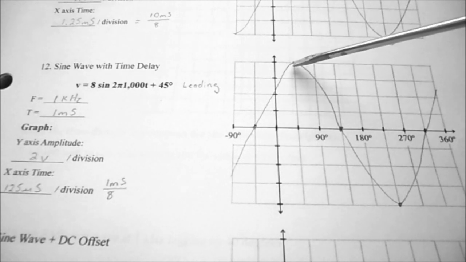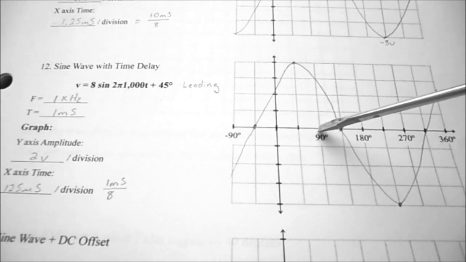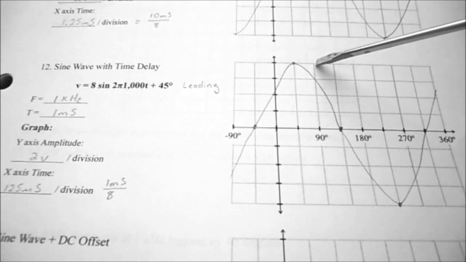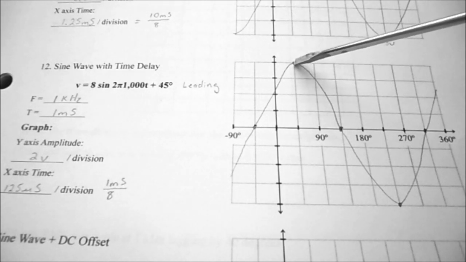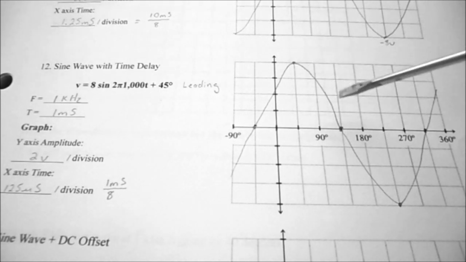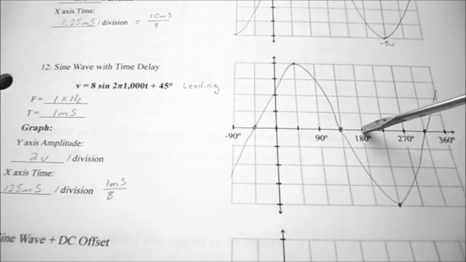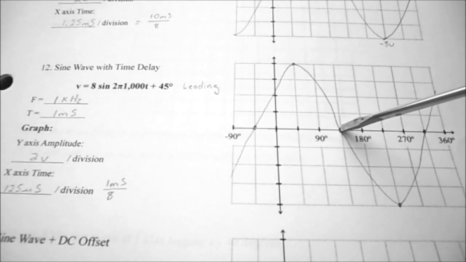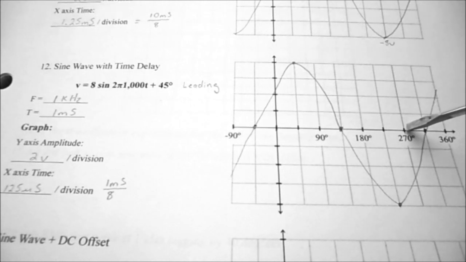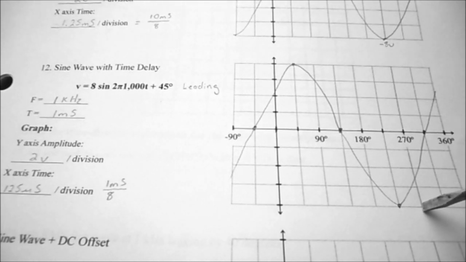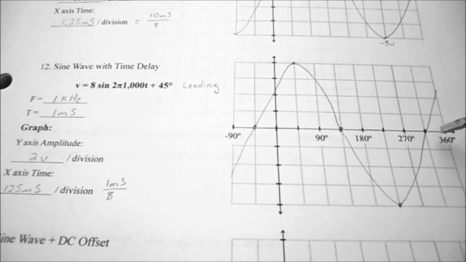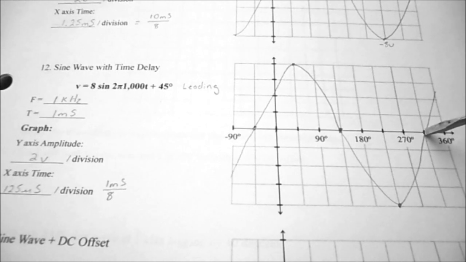Our peak will be 45 degrees shifted from our 90. So typically the maximum's at 90, but we've shifted it to the left 45 degrees. Same thing with the 180 degree zero crossing. It's shifted to the left by 45 degrees. Our 270 degree maximum negative voltage is shifted by 45 degrees. And the final zero crossing, that would be at 360 degrees, is also shifted to the left by 45 degrees.